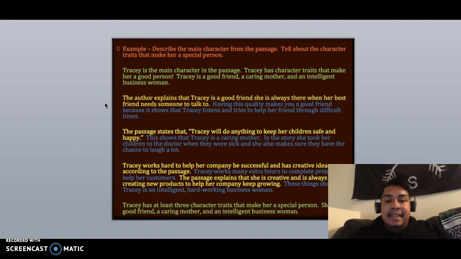Okay, so it says, describe the main character from the passage. Tell about how the character traits make her a special person. So here is how you would answer it using the different types. So here is restate. Tracy is the main character in the passage. You are answering the question. And then it says, the author explains Tracy is a good friend, and she is always there when her friends need someone to talk to. So there they are citing, having this quality makes you a good friend, and then they are explaining.